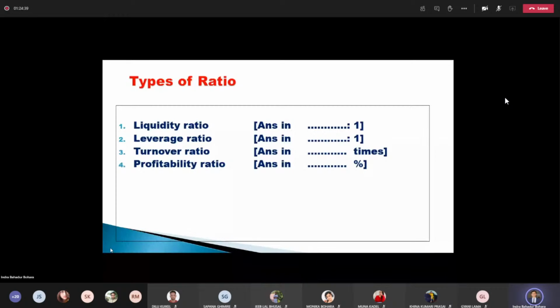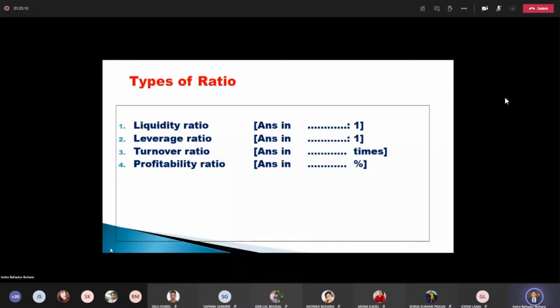Turnover ratio is the ratio of different variables, the relationship of different variables comparing with sales. When you compare different values of different components of the financial statement in comparison to sales, this is the turnover ratio. Another is the profitability ratio, the ratio of different figures presented in the financial statement comparing with profit, that is the profitability ratio.